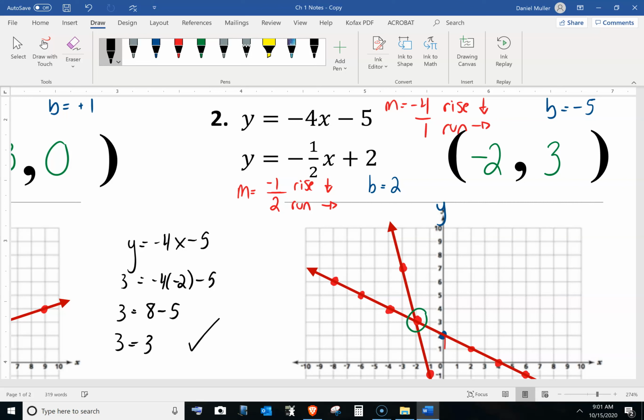This is a true statement. So if I take the point, put it into the equation, I get a true statement. That means this point is on the line. But this point should also be on the other line, which makes it really unique. The same point works for the other equation.